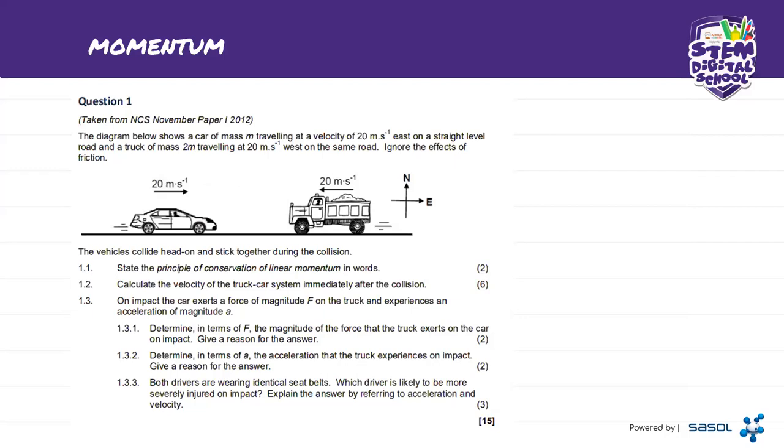Now they want to know, number 1.1, they want you to state the principle of conservation of linear momentum in words. So this is going to count for 2 marks. They want you to state the principle of conservation of linear momentum.